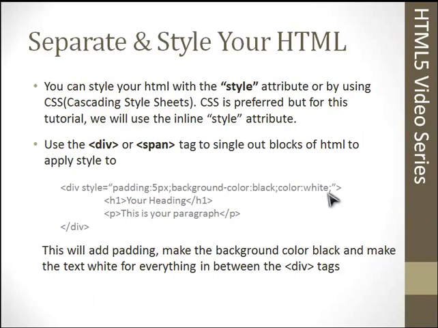So what this means is this block right here, first of all, is going to have a padding of 5 pixels. So it's going to have 5 pixels on each side of it, a space with 5 pixels on each side. And the background color of the entire div will be black. And the color is actually the text color. So the H1 and the paragraph will be white text. And I'm going to get into this very soon when we start our first project, our first small web page.